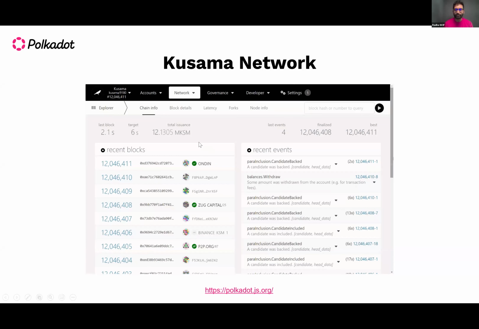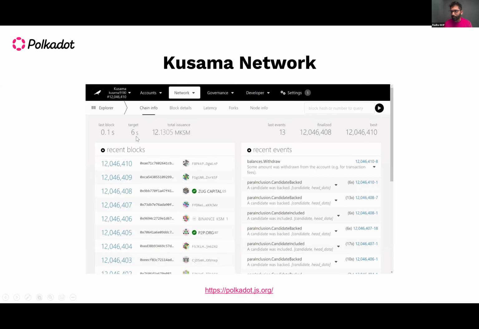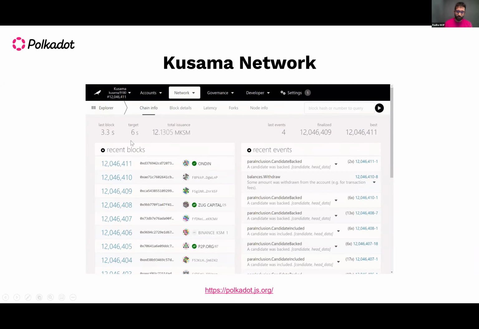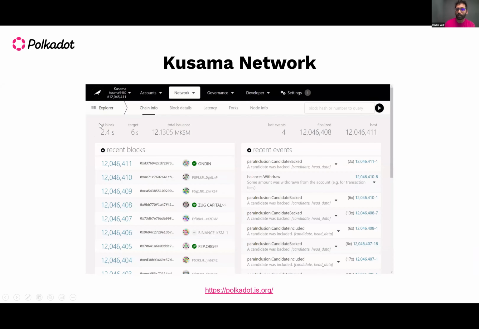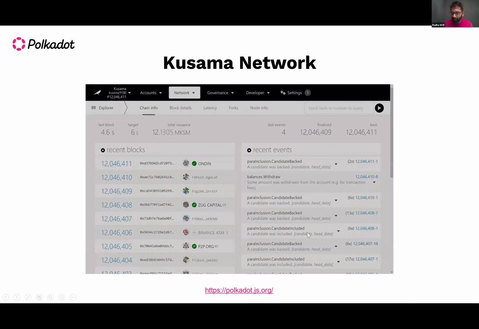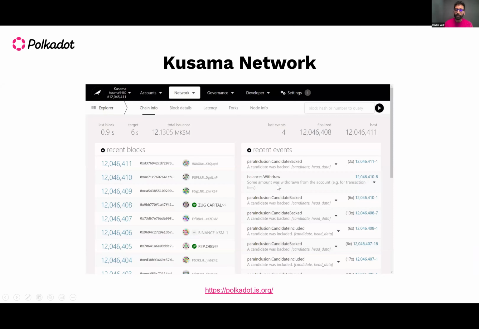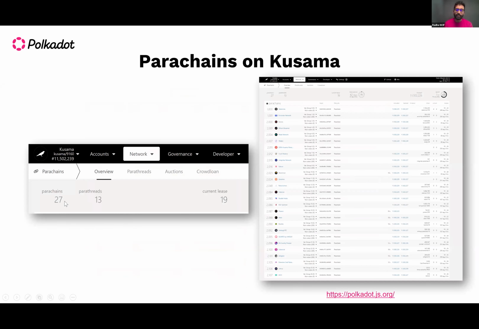And because it's a canary network and it has started much earlier than Polkadot, there are over 12 million blocks already. And as you can see, the rest of the parameters look very similar to Polkadot, right? So the block time is 6 seconds. You pretty much see similar events on Kusama as well. But clearly it hosts more parachains than Polkadot because the auctions started well in advance last year. So the idea is to keep adding parachains aggressively on Kusama and try to see what issues come up, right?